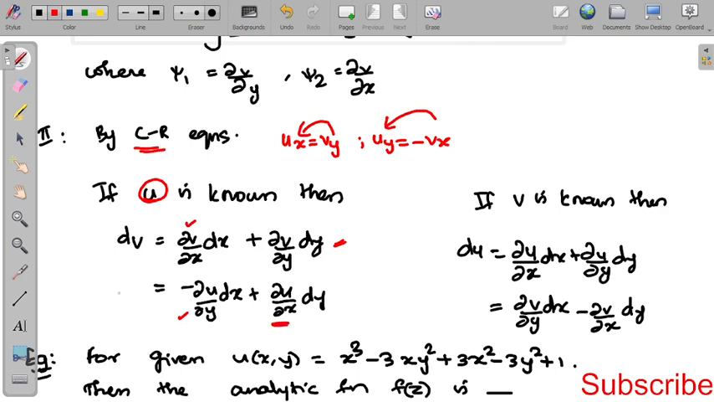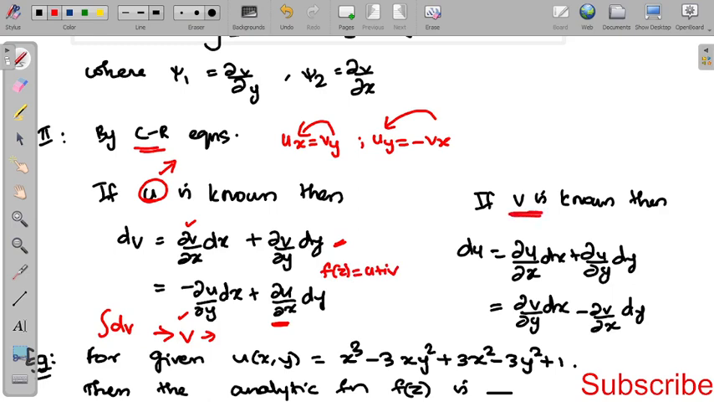Okay, so integrating this dv, we will get v. Okay, so u is already given in the question and v we found. Using that, we can easily find the analytic function f is equal to u plus iv. Substitute the values, you will get it.